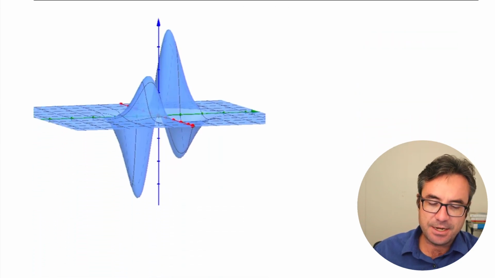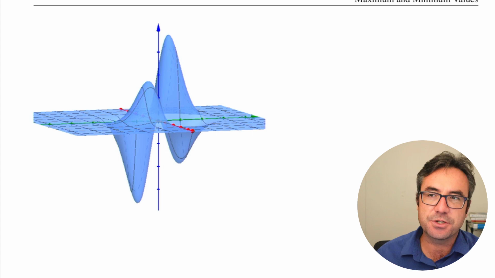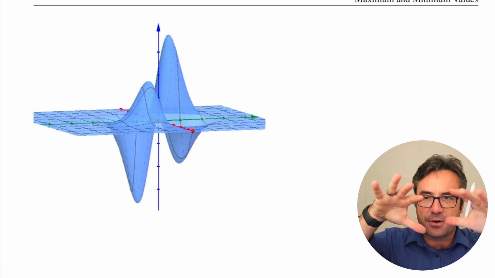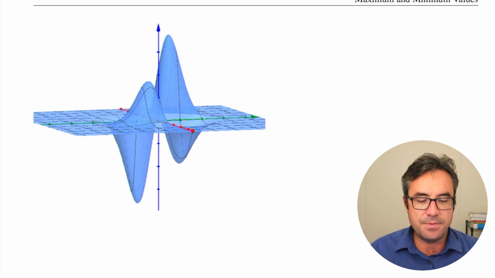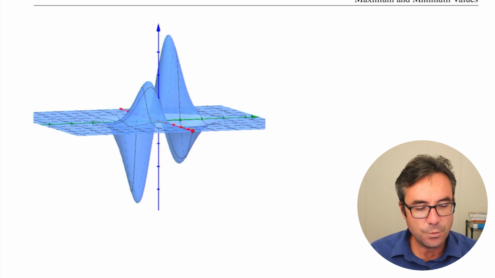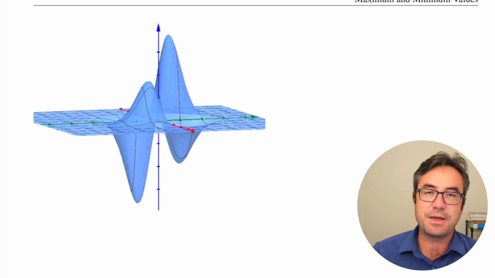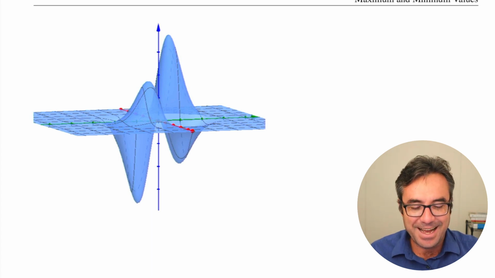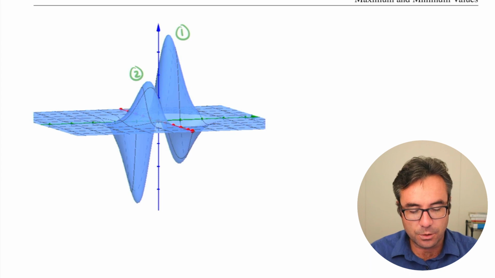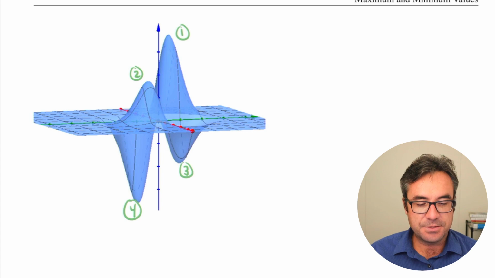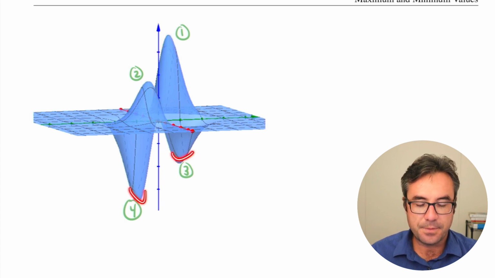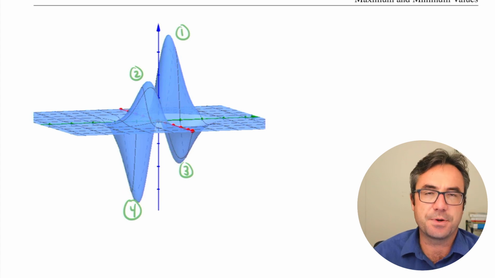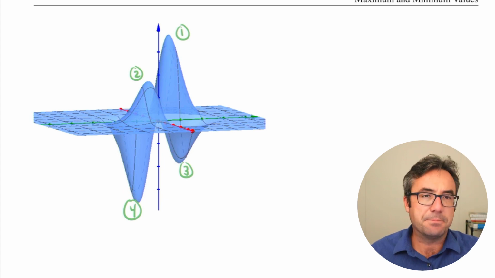So here's an example. Here's a two-variable function, and it's hovering above the xy plane. It dips down a little bit at points. And in this graph, we see four local extrema. So let's label these. We see something going on here, here, here, and here. I'm just going to label those points 1, 2, 3, and 4, just so we know what we're talking about.